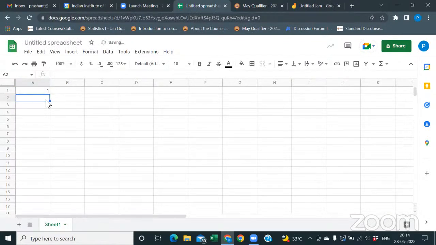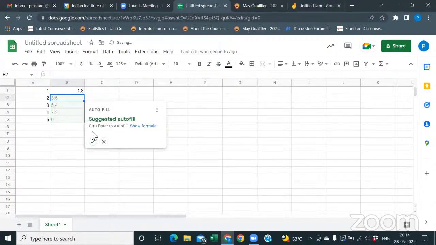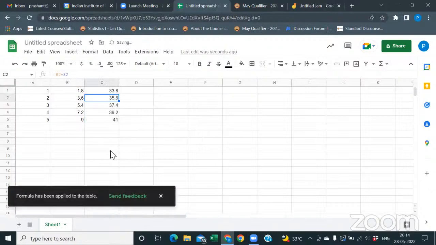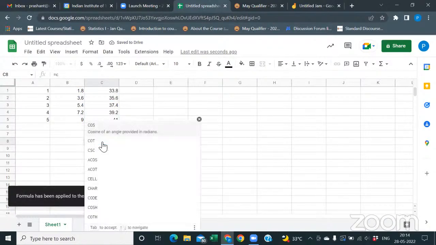Okay, suppose for C I am using it like this. So this is for Celsius. So for Fahrenheit it will be 9 into C, suppose this is the Celsius, divided by 5, plus 32. So you have to find the correlation between what?